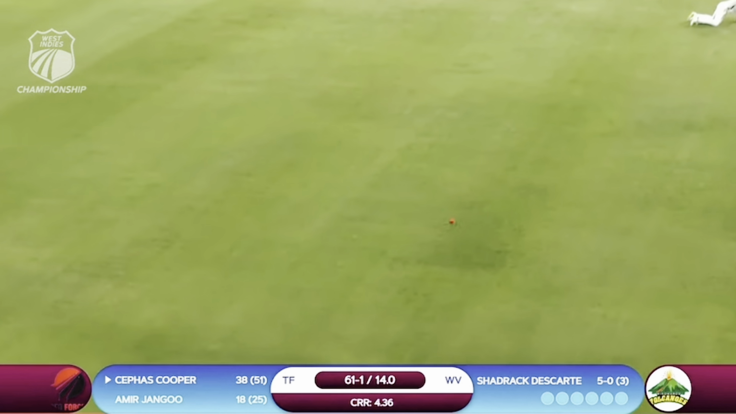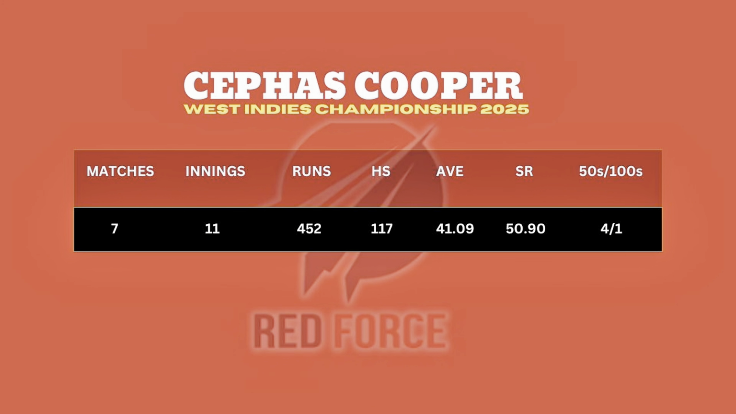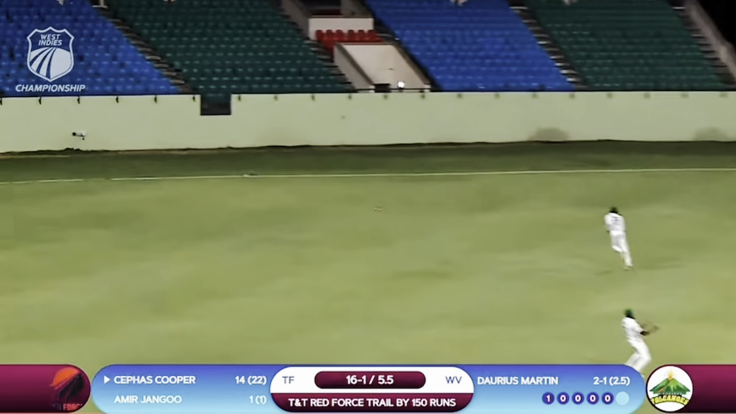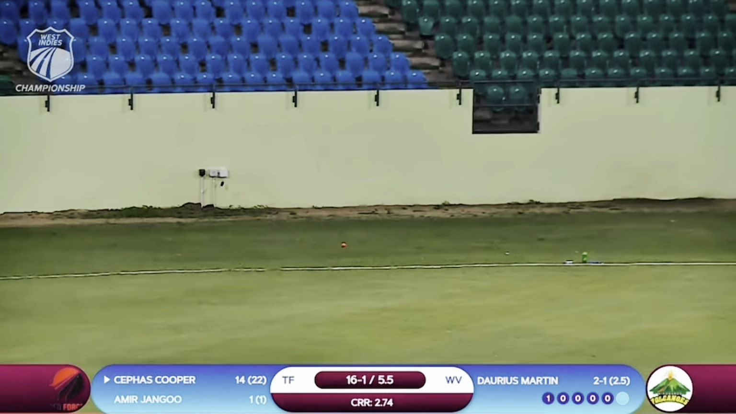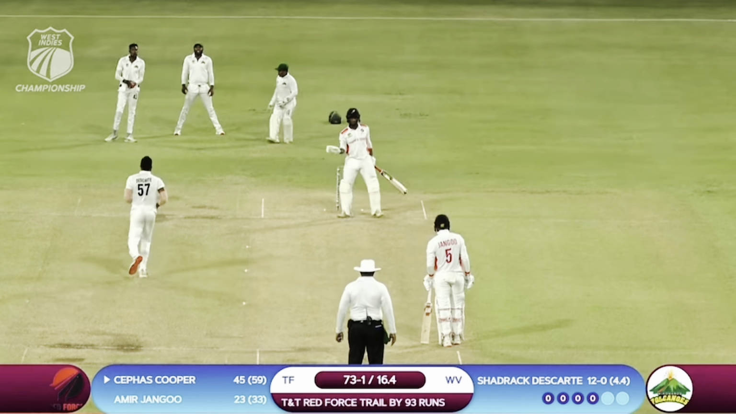He would have played 7 matches, batted 11 innings, and amassed 452 runs at an average of 41.09, right? At a strike rate of 50.9, and his highest score would have been 117, with 450s and 1 century. Right, he was really good at the top this year for the Red Force. So I will go with Cephas Cooper to open with John Campbell.